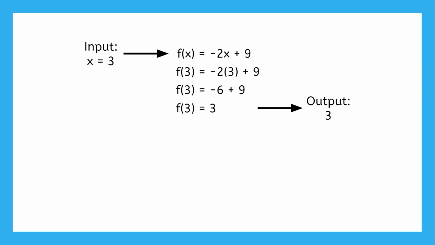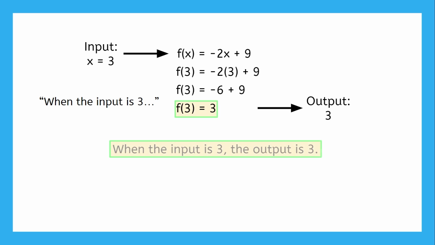Now, that f of 3 on the left side is actually really useful. What it means is when the input is 3, so that the final line of our work now gives the entire answer. When the input is 3, the output is 3.